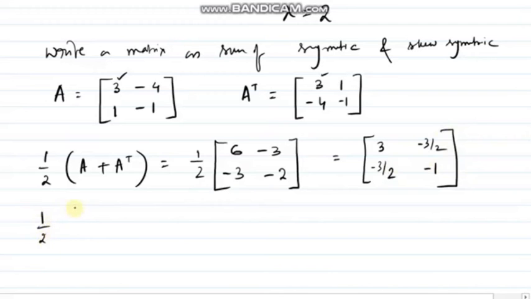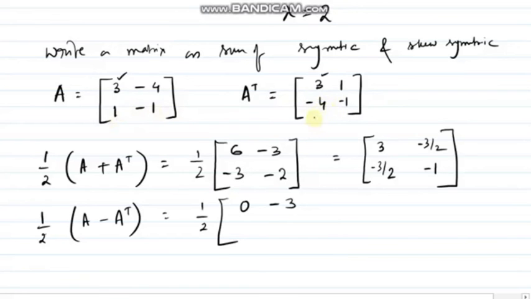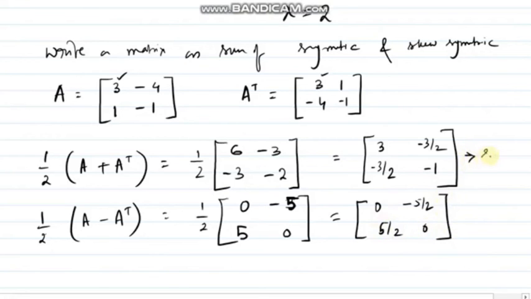And calculate half of A minus A transpose. So half of A minus A transpose, 3 minus 3, 0, minus 4 minus 1, this will be minus 5. I'm sorry, my mistake. So this will be 5 and this will be 0. Why did I get stuck when I wrote it there? I saw this is minus 3, this is 5. It cannot be. The elements have to be of opposite sign. I know that. Because this is 0, this is minus 5 by 2, this is 5 by 2, this is 0. Do you agree that this is the symmetric matrix?